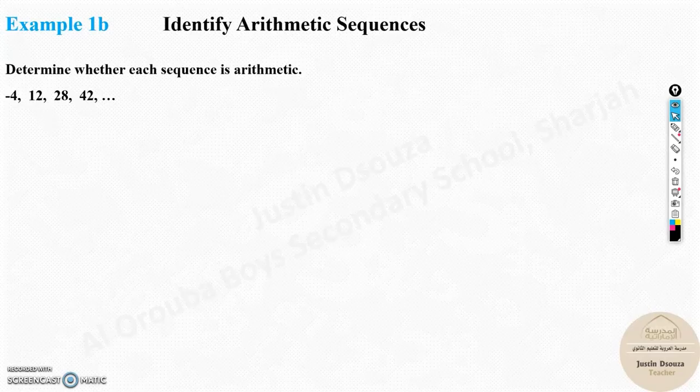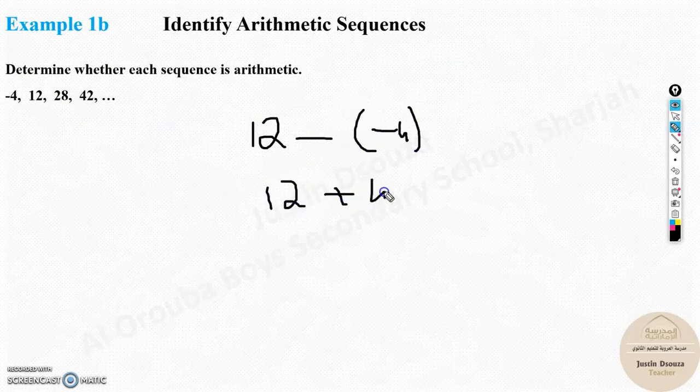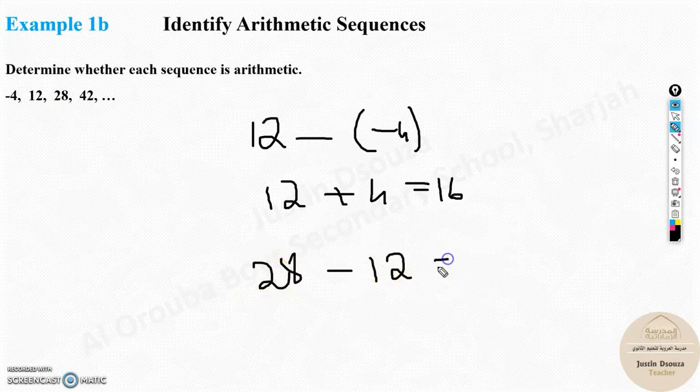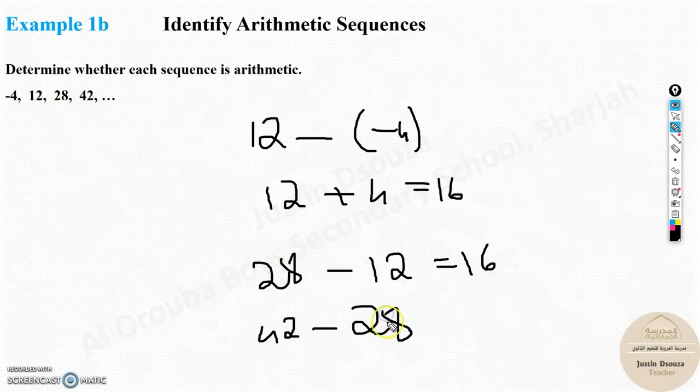I hope you tried the problem by pausing the video. Now let us solve it together. What you can do is take the second term, 12 minus of minus 4. What is the answer? It'll be 12 plus 4, that is 16. Now let's try the second case. 28 minus 12 would be again 16. Same thing over here, 42 minus 28. So what is it? It's not 16, it is 14. And no, it is not an arithmetic sequence.